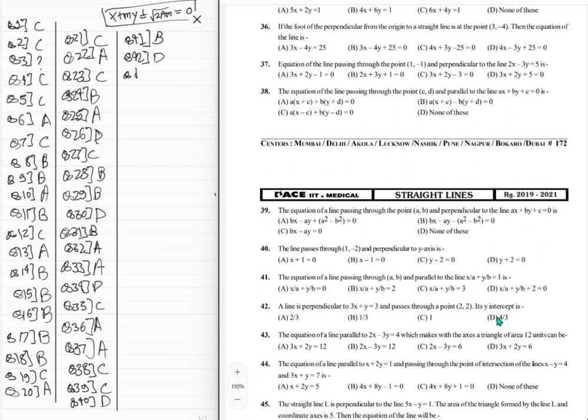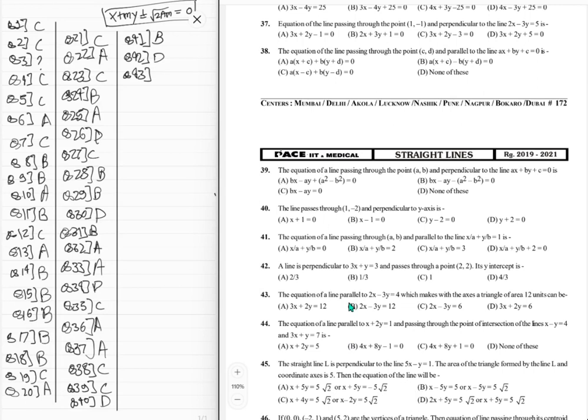Question number 43. The equation of a line parallel to 2x minus 3y equal to 4, which makes with the axes a triangle of 12 units, can be. Okay, so it's like this is 2x minus 3y equal to c, for example. That's our line. Then the x-intercept, call it a maybe, will be c upon 2, and call the y-intercept b. That will just be negative c upon 3.